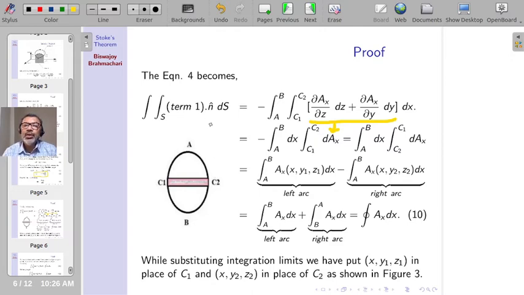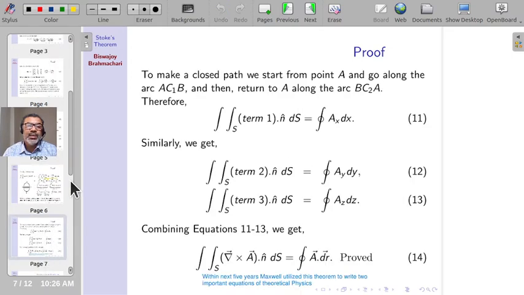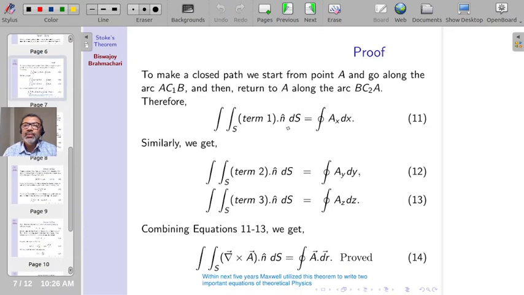So term 1 dot n ds is giving us the integral over the closed curve C of Ax dx. While substituting the integration limits, we have put (x, y1, z1) in place of c1 and (x, y2, z2) in place of c2. That is term 1 dot n ds. Now let us see what is term 2 dot n ds. Just from symmetry, term 1 dot n ds equals Ax dx over the closed curve, so term 2 dot n ds is Ay dy over the closed curve, and term 3 dot n ds is Az dz over the closed curve.